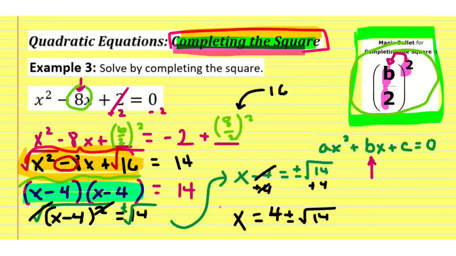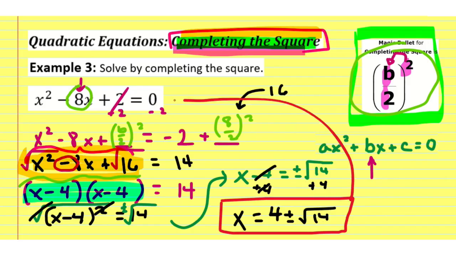So these are our 2 solutions, right? We're going to have a plus version and a negative version. These are the 2 solutions for my original quadratic that we started out with. And we used the completing the square method, and then we also used the square root method at the end of it to find the final solutions.